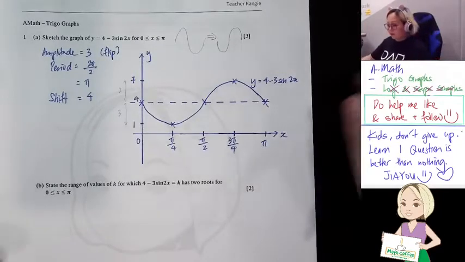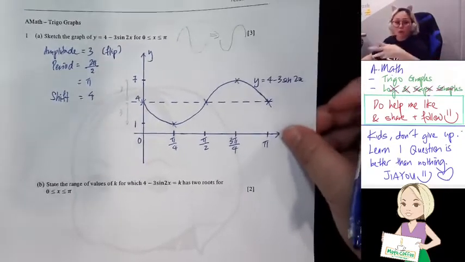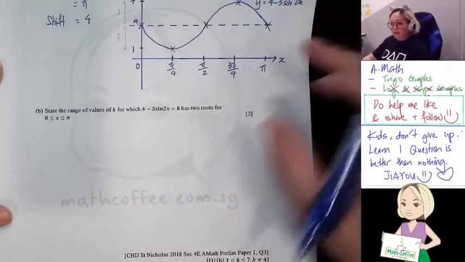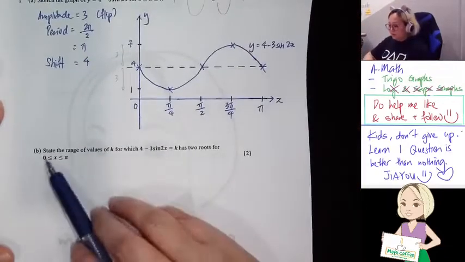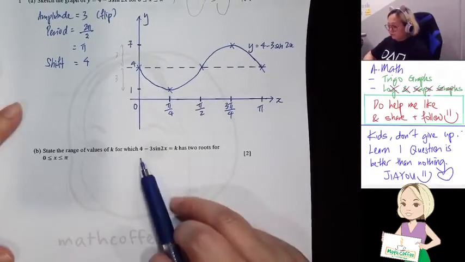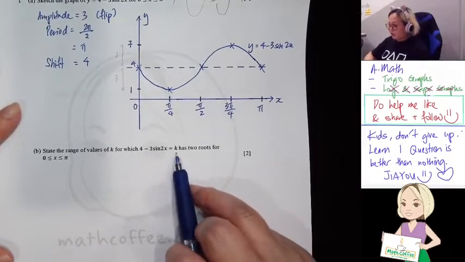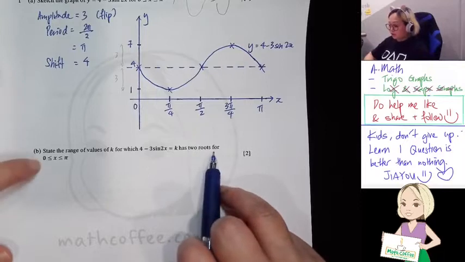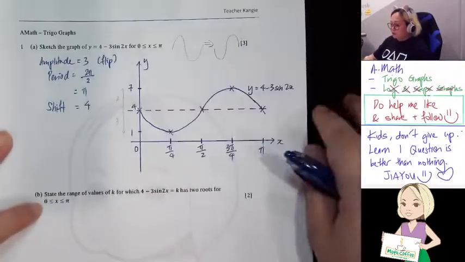Okay, later we will have a few more graphs. I will do one more sine graph. Now they ask: state the range of values of k for which 4 minus 3 sine 2x equals k has 2 roots for 0 to pi. So look at this one.